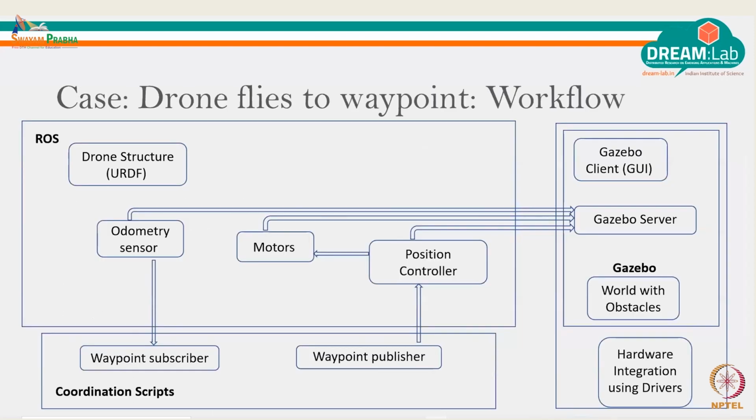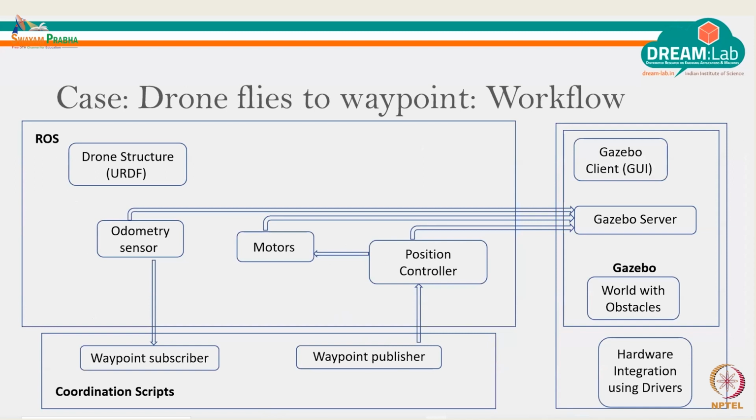Yes, so moving on, we'll understand the case study of a drone flying to a waypoint for package delivery, let's say, or for any other purposes. So what is the workflow of that? The first thing that comes is the drone structure, the physical design that we had. So we need to specify the weight and the position of the sensors on the drone, and the position of the motors and every other thing, the physical structure.